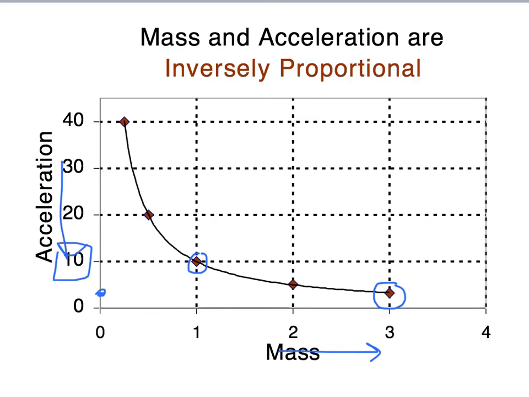If the mass is doubled from 1 to 2, then reading over this, we are getting 5 units of acceleration. So when we doubled the mass from 1 to 2, we got half the acceleration, from 10 to 5. And if we were to triple the mass from 1 to 3, then we would get 1/3 of the rate of acceleration. So let's take a look at some practice with that.